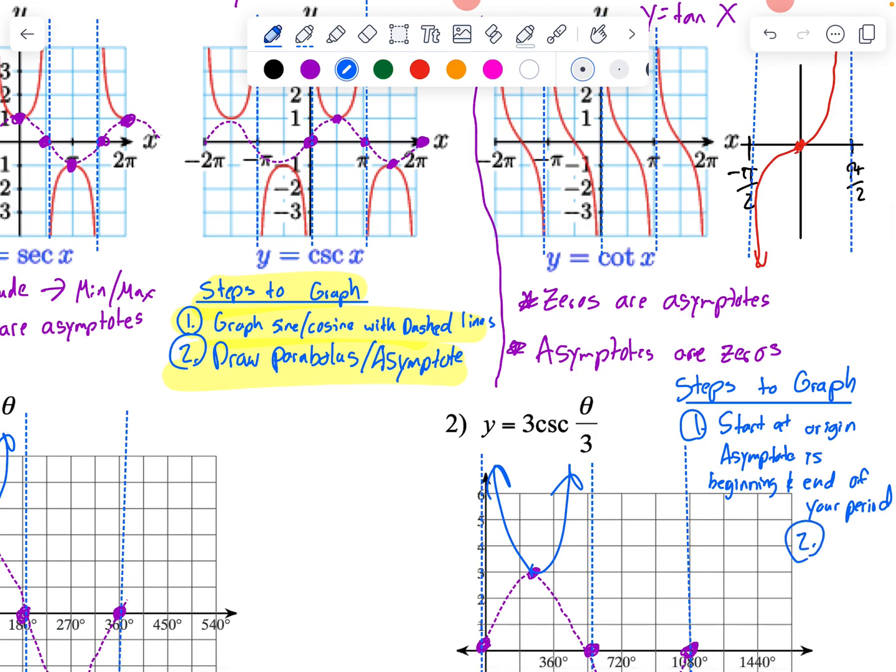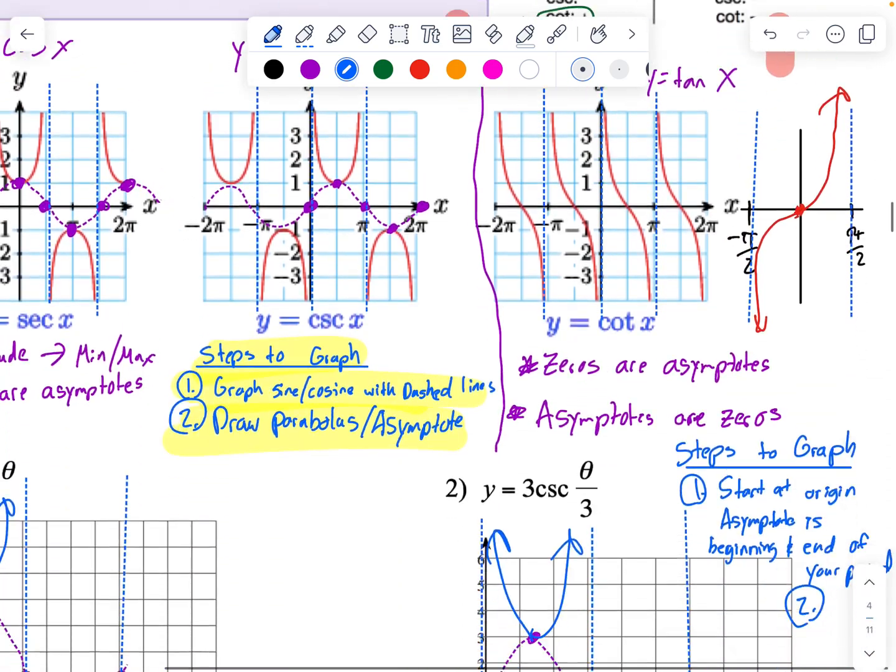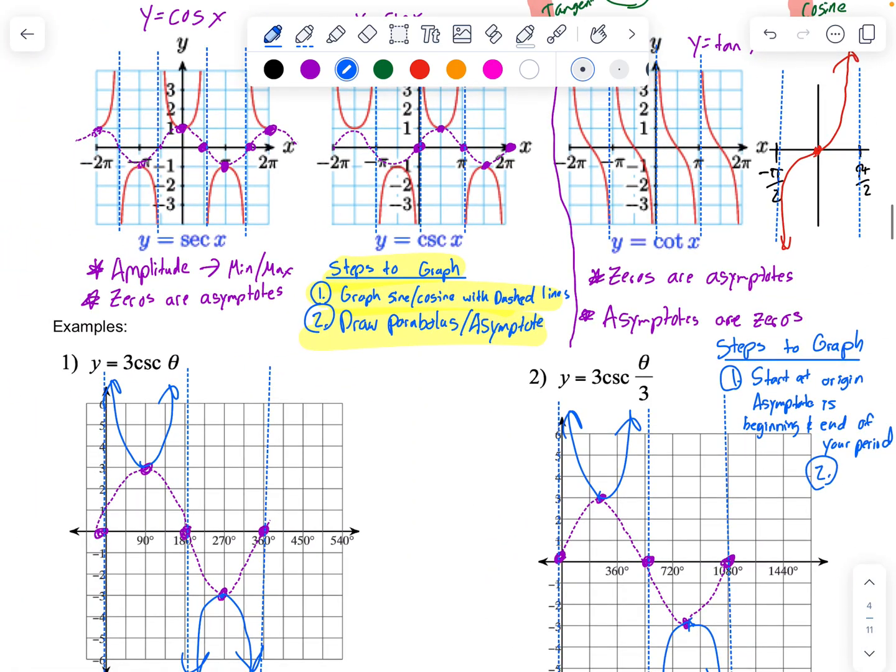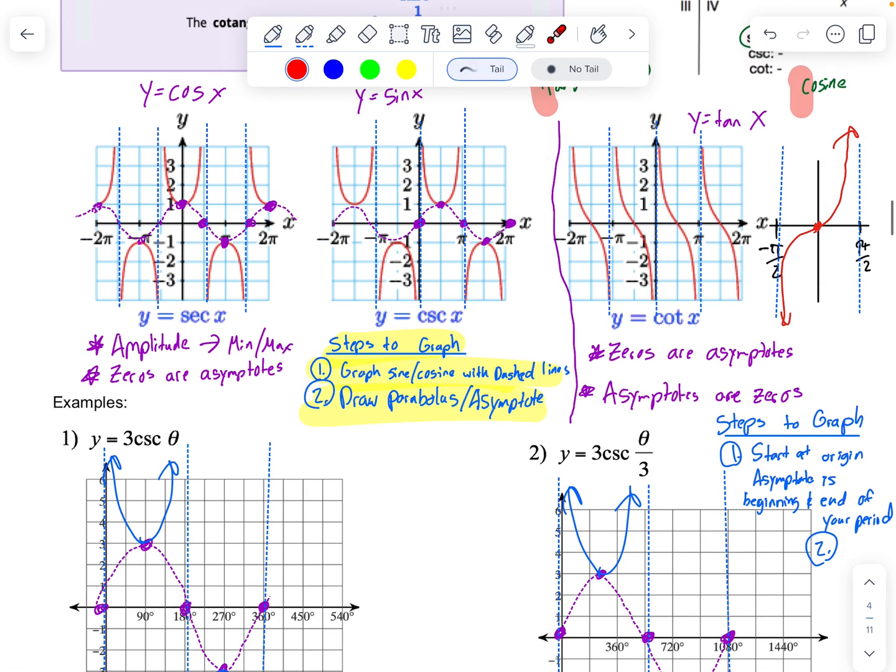Second, the other thing that's different, sorry, I'm kind of writing small on the side here. The other thing that's different is, notice for your original tangent, it increases from left to right. So if it increases left to right, over here was decrease left to right. Okay, so your last step is to draw a decreasing tangent graph. Okay, so there's your 2 steps there.